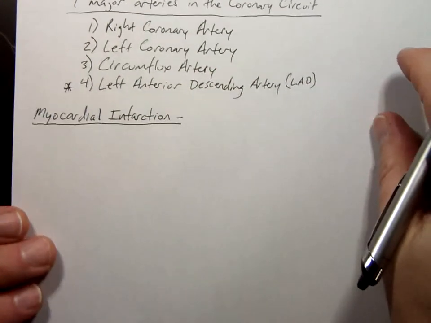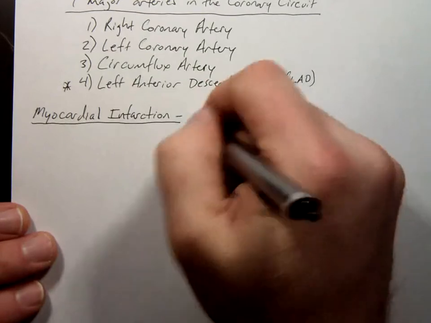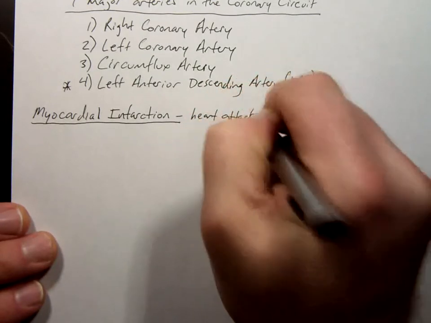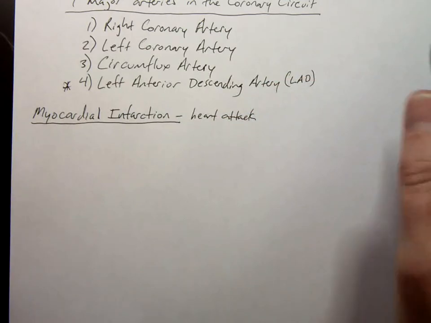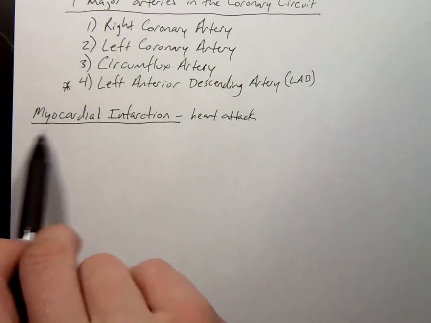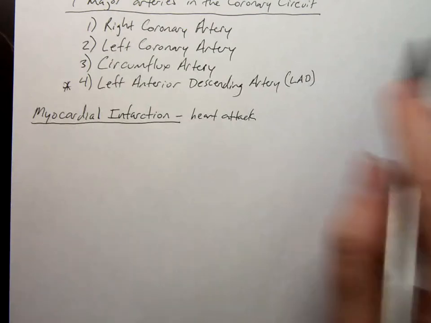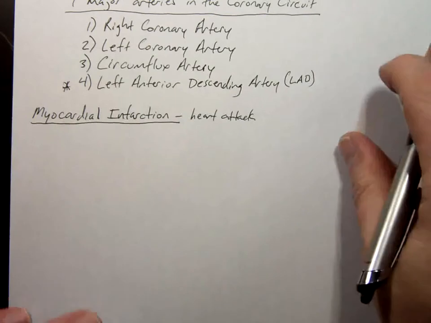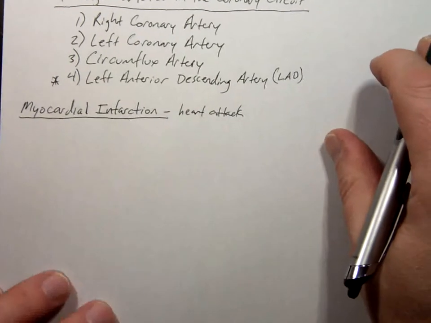All right. Myocardial infarction is a heart attack. It's an ischemic event. Basically, it means that the blood flow to this tissue has stopped or been halted in some way. Myocardium is just heart muscle. The infarction means a stop of blood flow or tissues that are starved of oxygen.